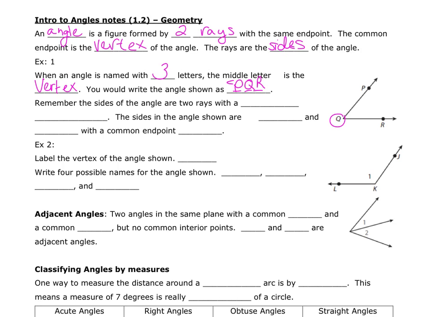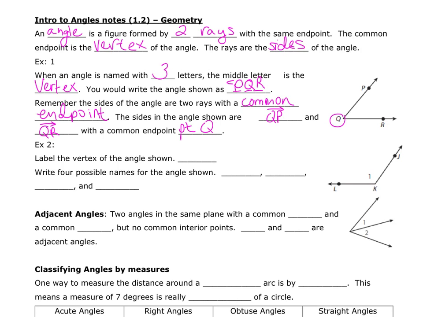So remember, the sides of the angles, or the angle, are two rays with a common endpoint. The sides of the angle shown are QP, and it's a ray, so it starts at point Q and then goes through point P. And the other ray would be QR, where it starts at point Q and goes through point R. And the common endpoint is our point Q.